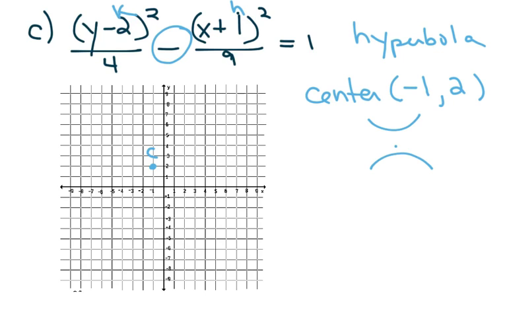So I'm going to put a dot 2 units above center and a dot 2 units below center. But before I draw my picture, I'm going to make my little box in the middle so I have a fairly accurate picture. So I'm going to also put a dot 3 units to the right and 3 units to the left of center. And then here's my box. The diagonals of the box are my asymptotes. So now when I go and draw my hyperbola, I know that it looks like this.